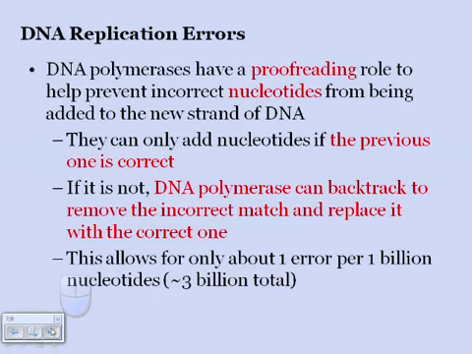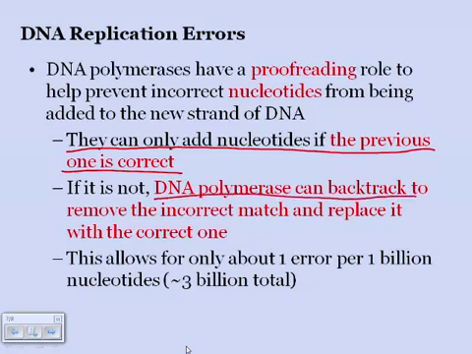And it's also important for you guys to understand how errors can occur. DNA polymerase is able to proofread its own work, right? But just like when you proofread your work, sometimes you miss a mistake. DNA polymerase can only add new nucleotides when the previous one is correct. So the first thing they do is they look back at their old work and say, does A go with T? Yep, okay, that's correct. Moving on.